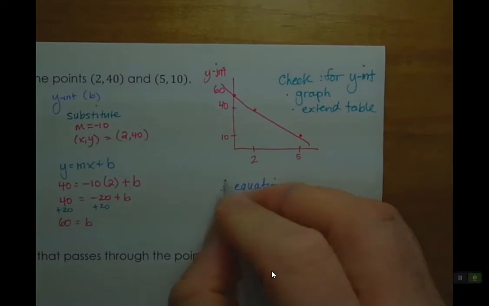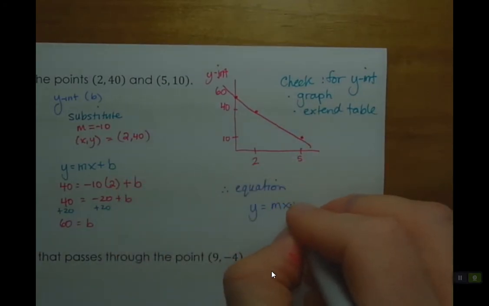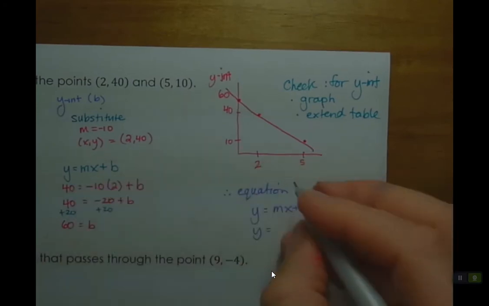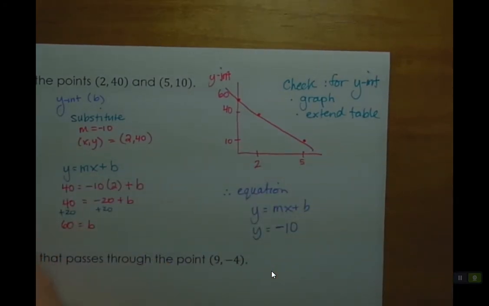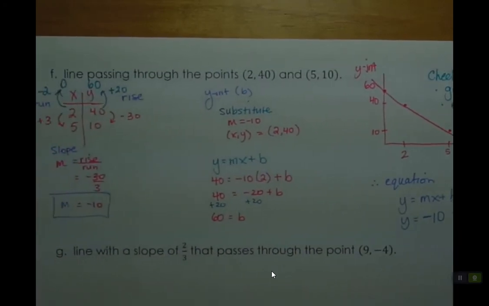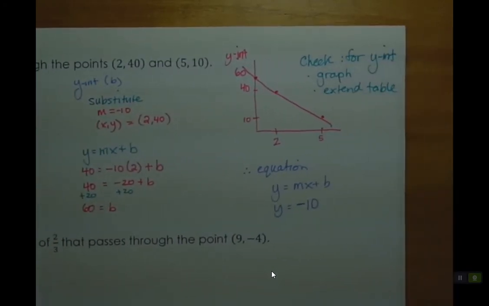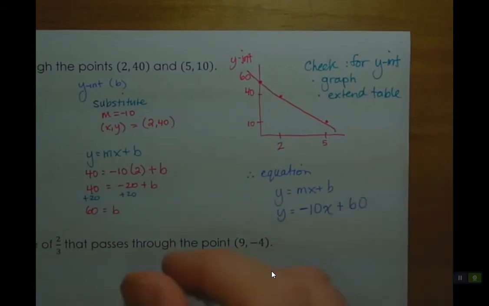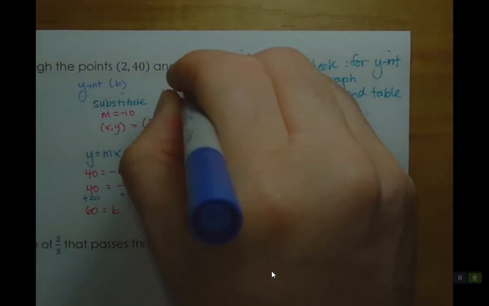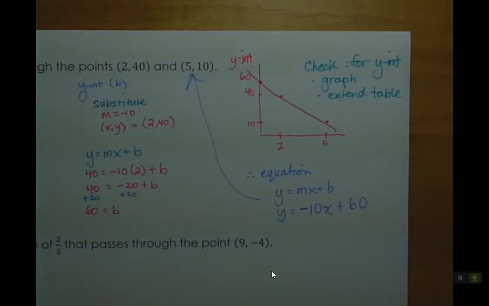So y equals mx plus b: negative 10, because m is negative 10 over here, x, so x and y always stay, plus 60. So that was the equation for that.